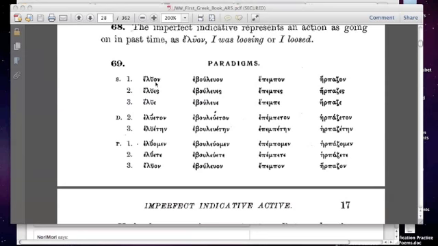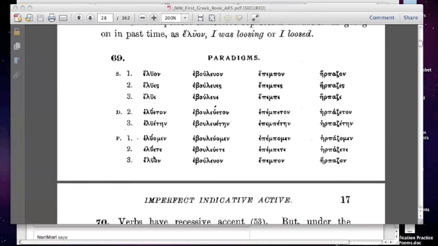So omicron nu indicates first person singular. Epsilon sigma indicates second person singular. And simply epsilon indicates third person singular. In the dual, omicron nu indicates second person dual, and epsilon tau eta nu indicates third person dual. For first person plural, it's omicron mu, epsilon nu. For second person plural, for y'all, it's epsilon tau epsilon. And finally, for third person plural, it's omicron nu.